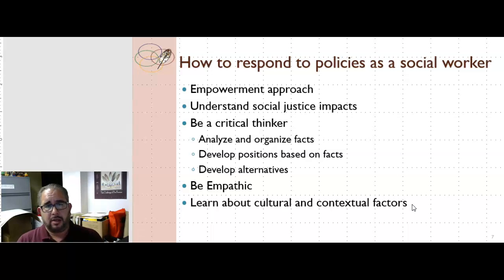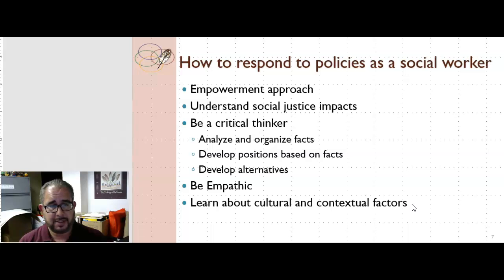Understanding social justice impacts. Social justice is another value that we have in the field of social work. So what are the impacts of changing the system? What would happen if these changes were made? And what stance should you take as a social worker on these issues when you think about it from that social justice framework? Is this a socially just approach? Being a critical thinker, analyzing and organizing facts, using data to support the positions that you have around social policy is really important.